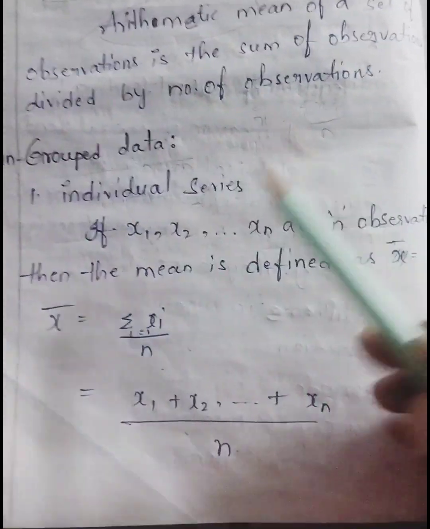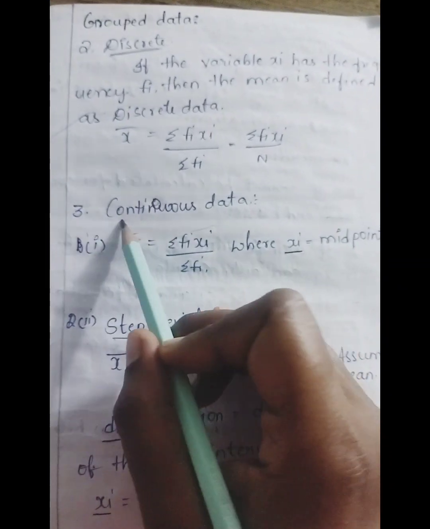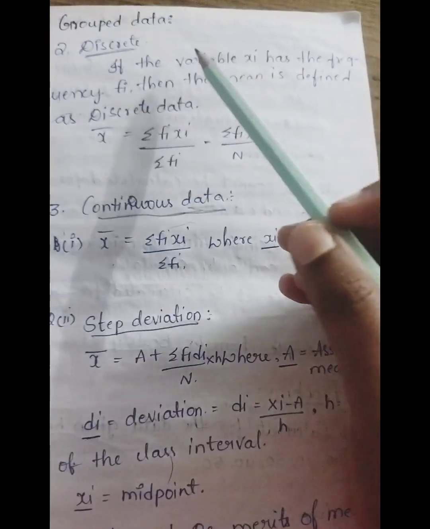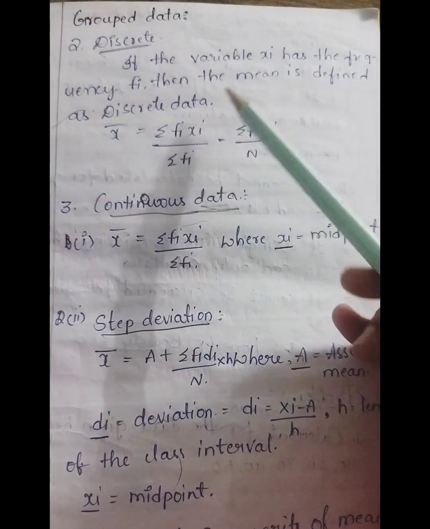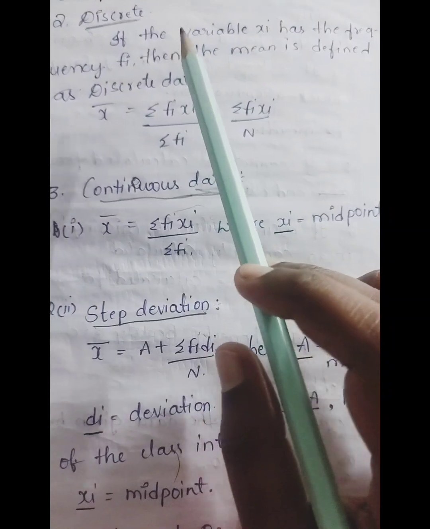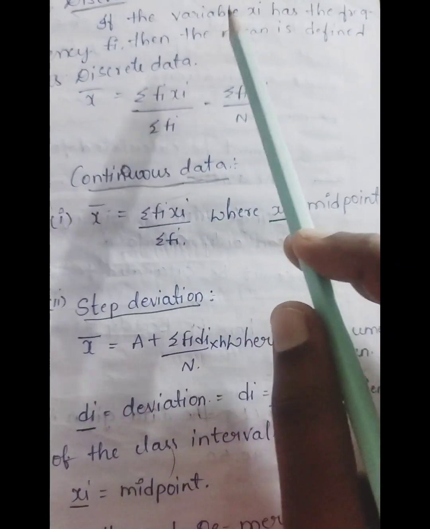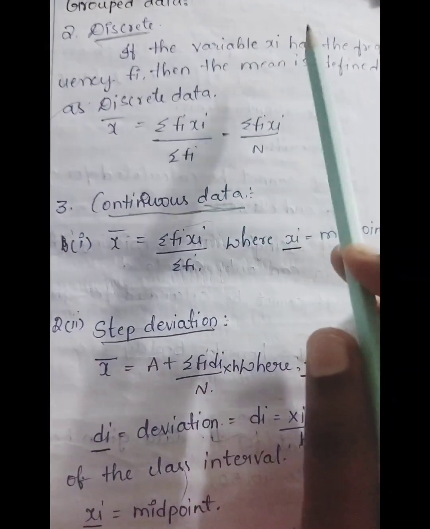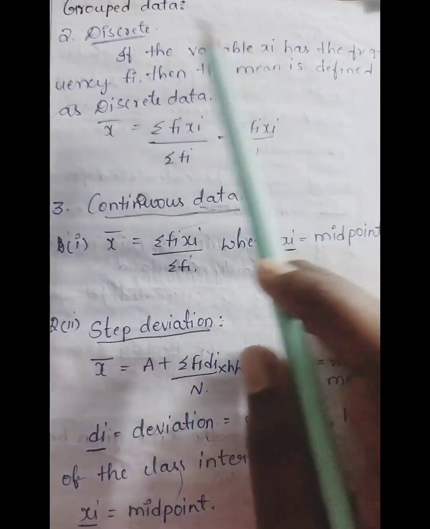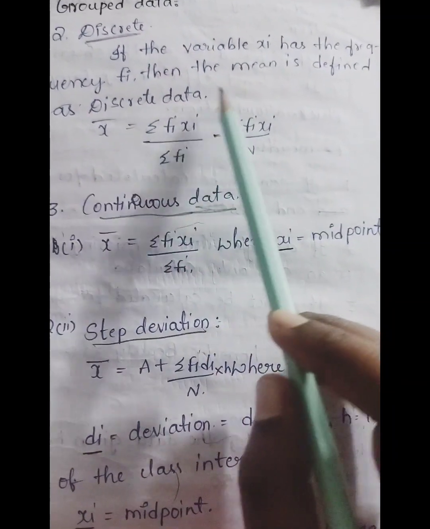Next we go for grouped data. In grouped data we are having discrete series, discrete data, and next continuous series or continuous data. When to use discrete and when to use continuous? Individual series we have already seen: if only the observations are given, like x1, x2, so on, xn, then you have to use the individual series. When observations are given along with frequencies, then you have to use the discrete series formula.